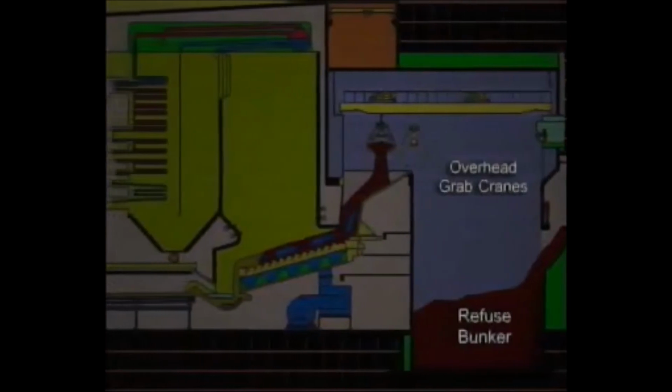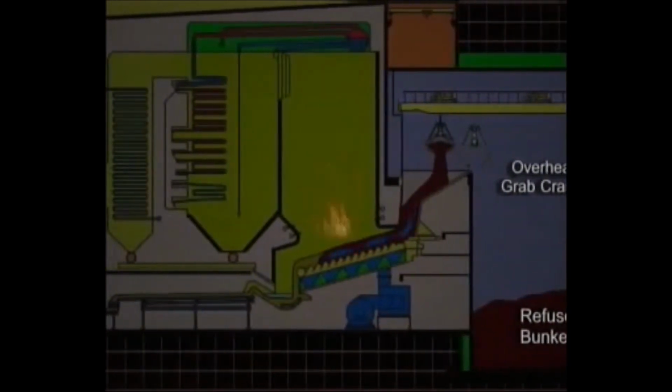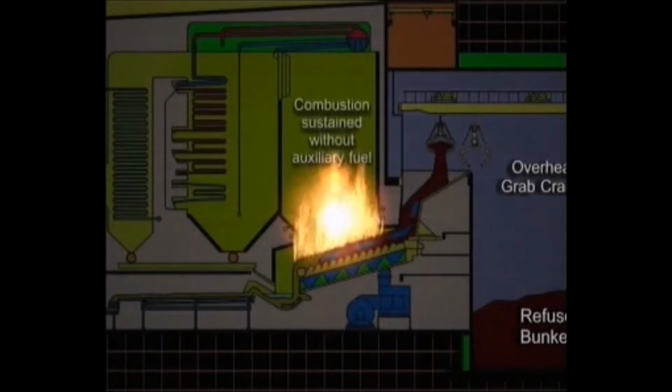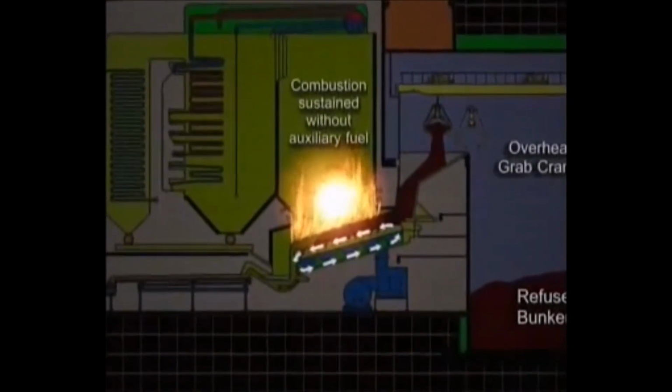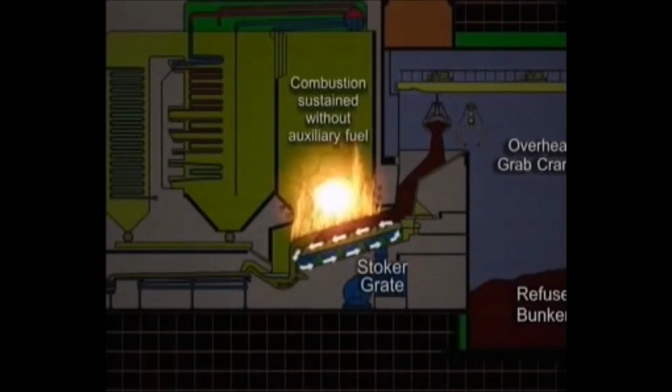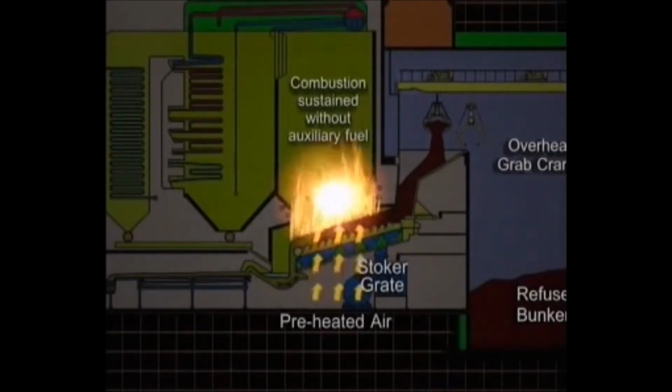Auxiliary oil burners are used only to start up the combustion. Once the refuse is fired and the furnace temperature maintained, the combustion of the refuse is sustained without the need for auxiliary fuel. The burning refuse is mixed, agitated and moved downwards by the moving stoker grate. Preheated air drawn from the refuse bunker is introduced through the underside of the grate.